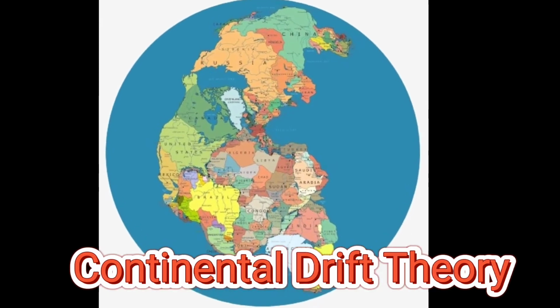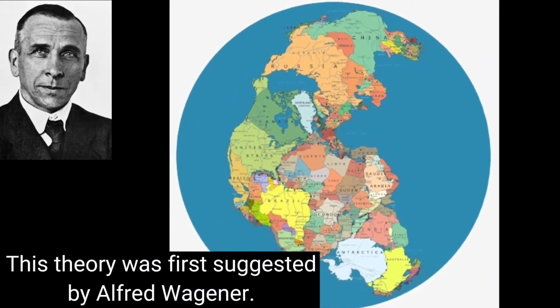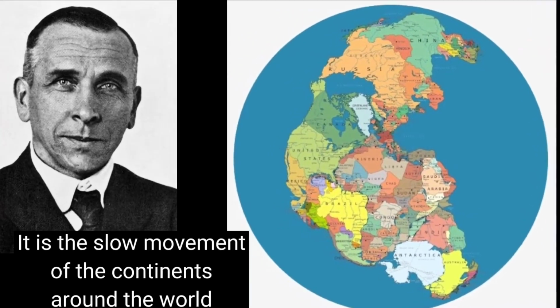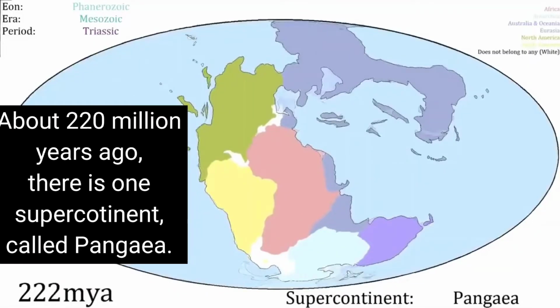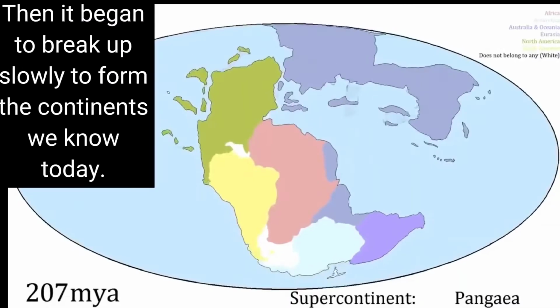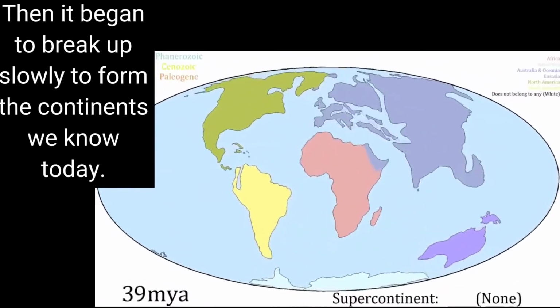Continental drift theory. This theory was first suggested by Alfred Wegener. It is the slow movement of the continents around the world. About 220 million years ago, there was one supercontinent called Pangaea. Then it began to break up slowly to form the continents we know today.